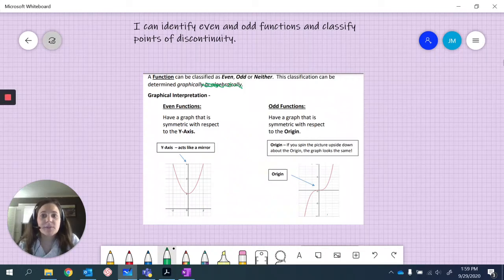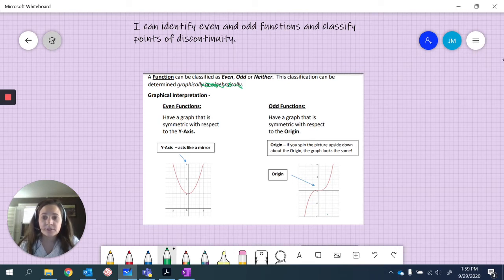Okay, so today we are going to identify even and odd functions and classify points of discontinuity. We're going to start with the even-odd function. A function can be classified as even, odd, or neither. This classification can be determined graphically or algebraically. We are not doing it algebraically, so I cross that off.